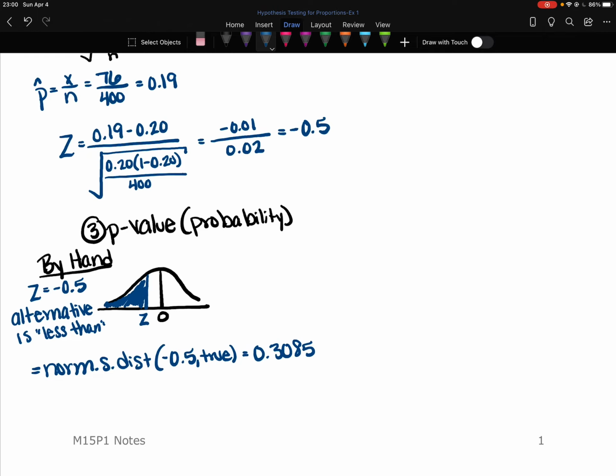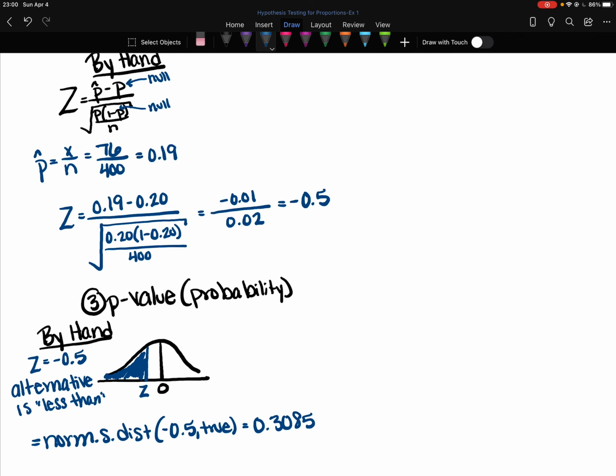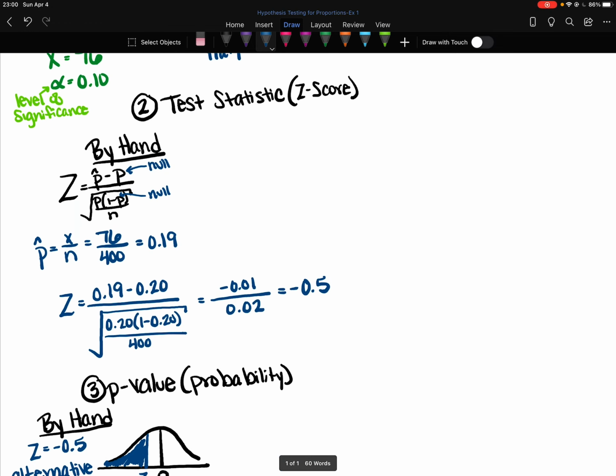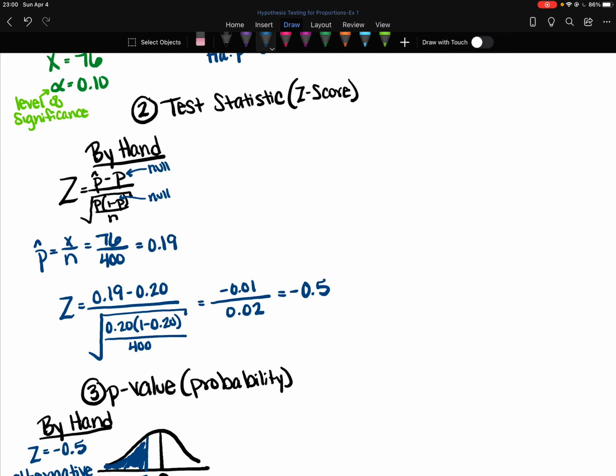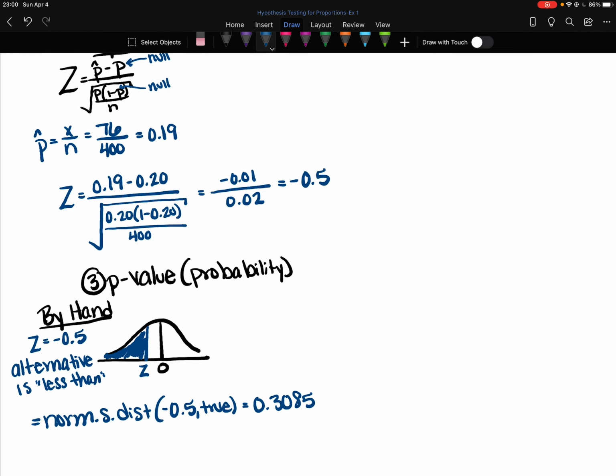So this is how you would do the z-score and the p-value by hand. So my sample results came up with 0.19, or 19% of my sample said that they smoked tobacco, which corresponds to a z-score of negative 0.5. And the probability of less than that of people that smoke is 0.3085.